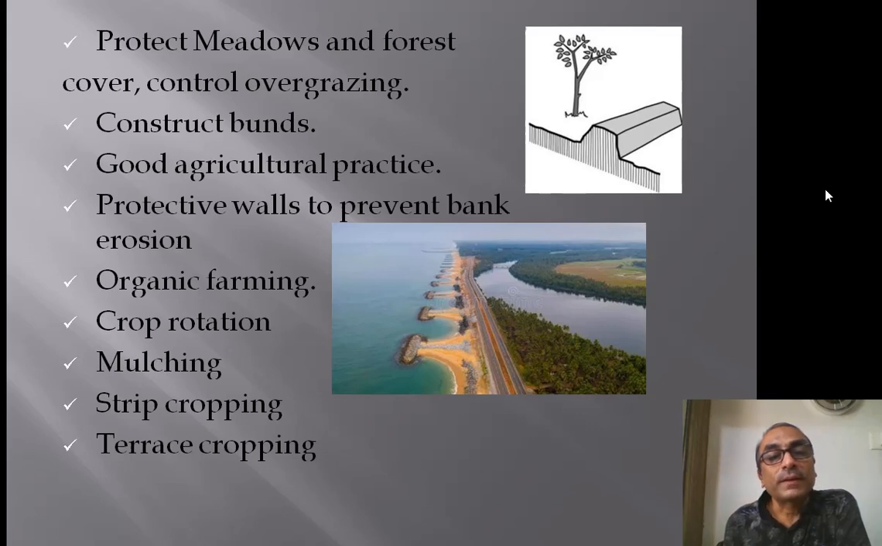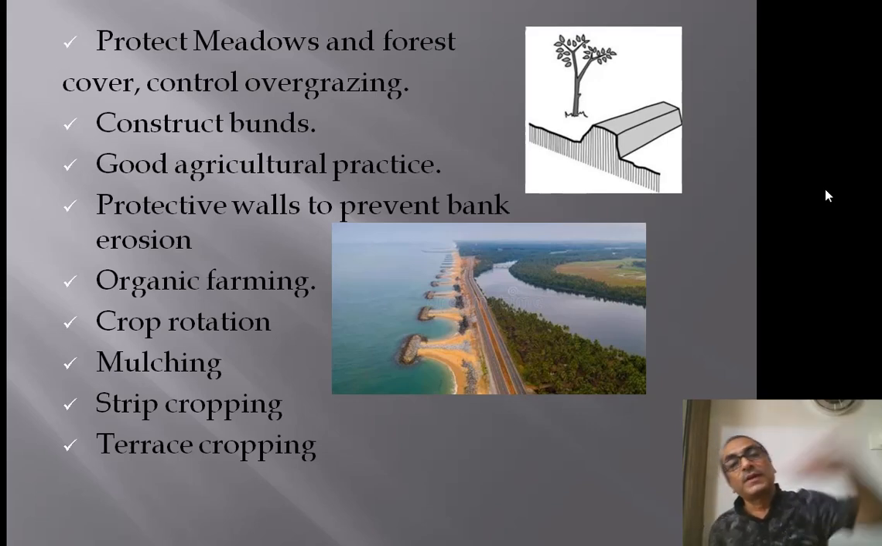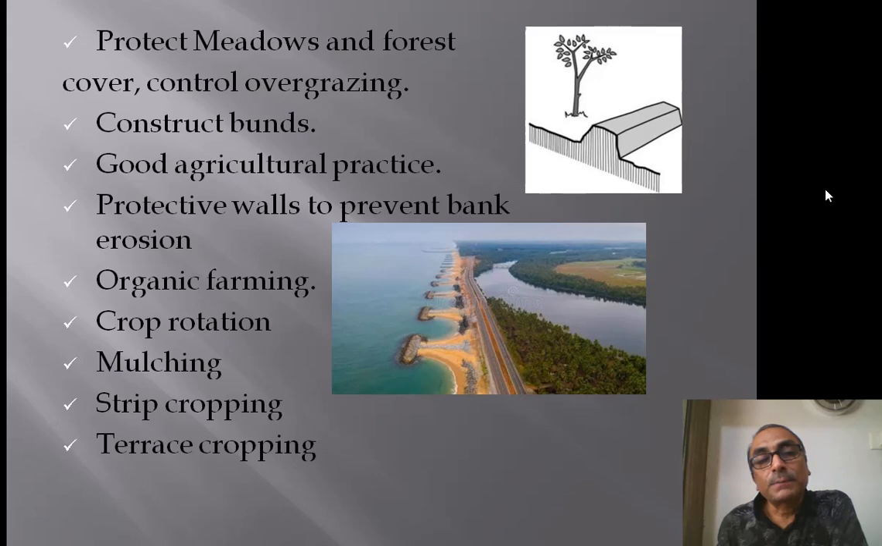Then terrace cropping, that is all along the mountain slopes. We can have steps cut down, and on these steps we can grow the crops, so that it also prevents soil erosion, and the crop of our interest can be grown along the hillside, like mainly the tea and coffee plantation, which is famous along the hilly regions where we are using terrace cropping, and it also prevents landslides.